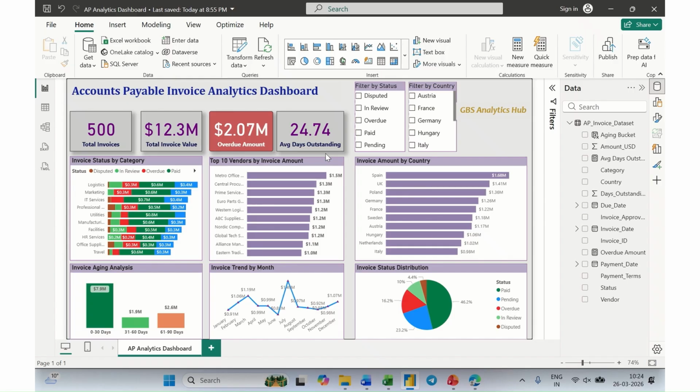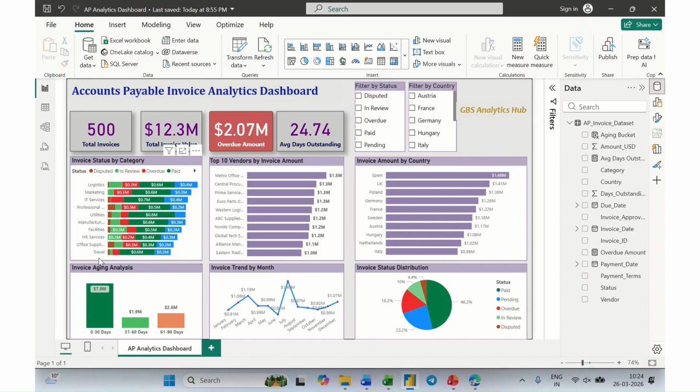Moving to the invoice status by category chart. This stacked bar chart is one of the most powerful visuals on this dashboard. It shows every spend category, from logistics and IT services to manufacturing, facilities and travel, broken down by invoice status. Green represents paid invoices, blue represents pending, red represents overdue, orange represents disputed. What this visual immediately reveals is which categories carry the highest financial risk.